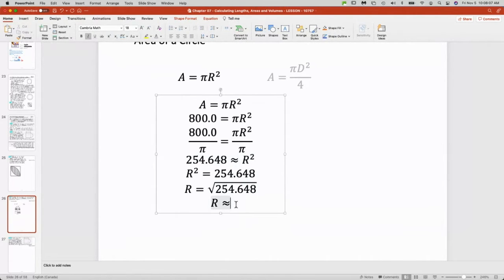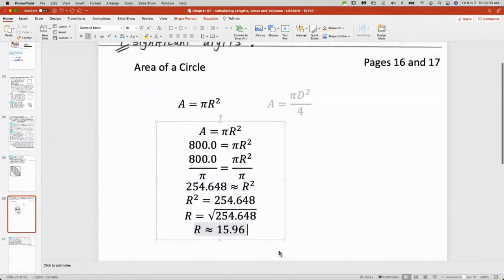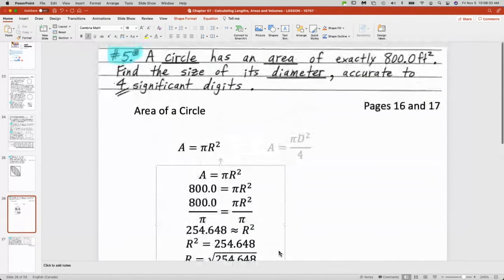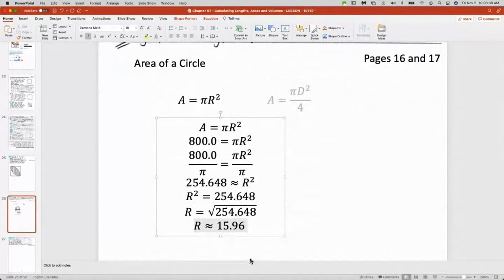So let's take the square root of that. And that's 15.96 actually, sorry. Okay, let's just write that down: 15.96. The units in the question, going back there, I think are in feet here. So that'll be in feet. And then you can get the diameter very fast.